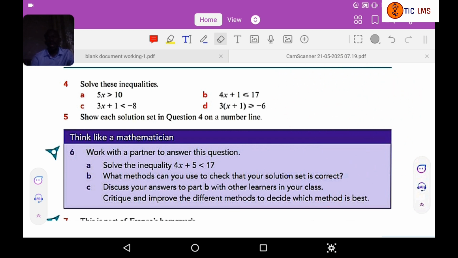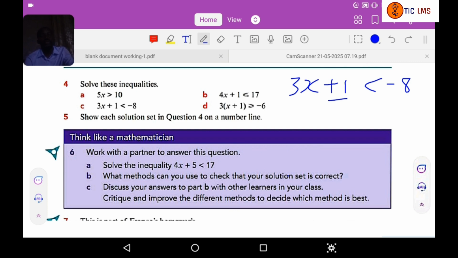Okay, so for C, we have 3x plus 1 less than negative 8. So how do we solve this? Similar to 4B. You could quickly try. Alright, so first we collect the like terms, and now let's use a little different method. In collecting like terms, here we have plus 1 and negative 8. Those are the like terms there. 3x is not a like term, it's an unlike term because it has x with it.